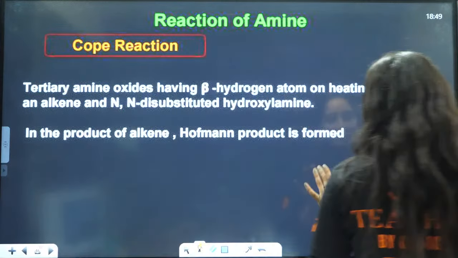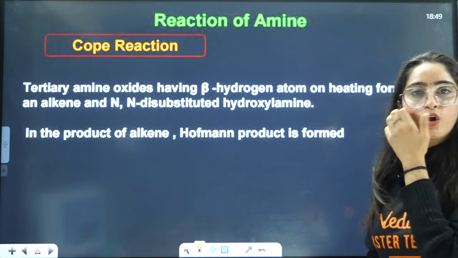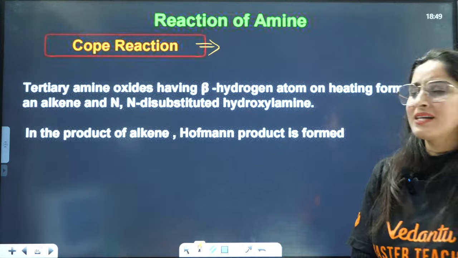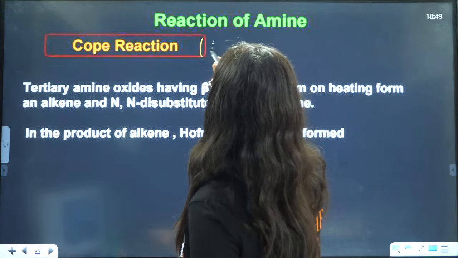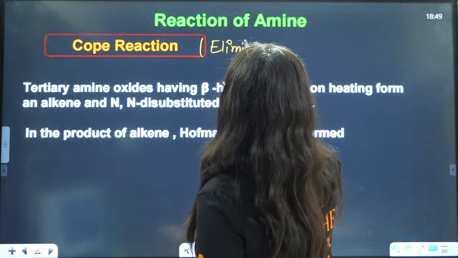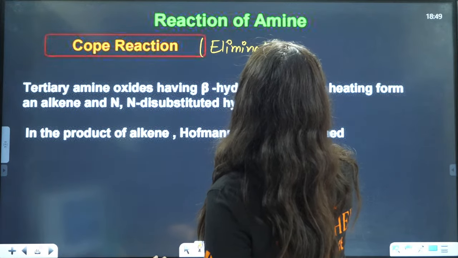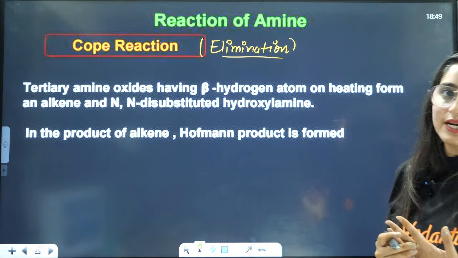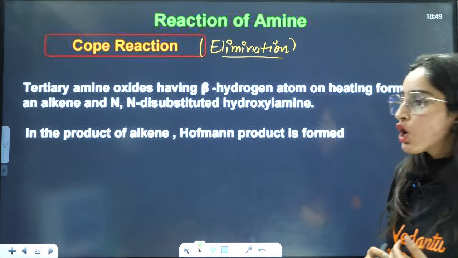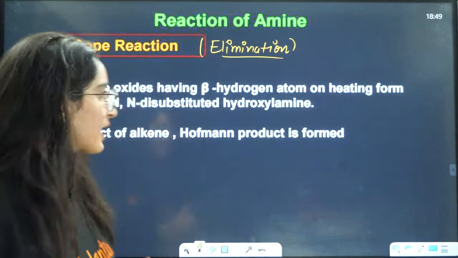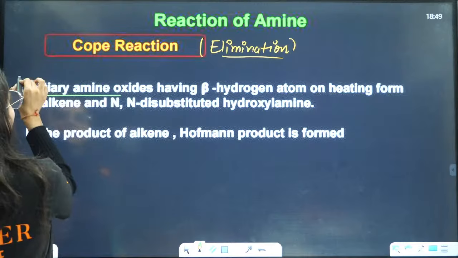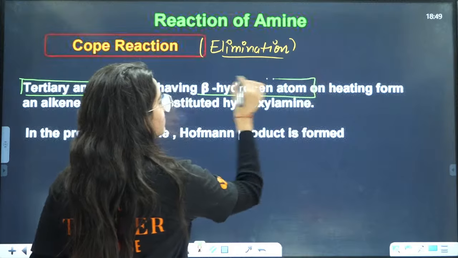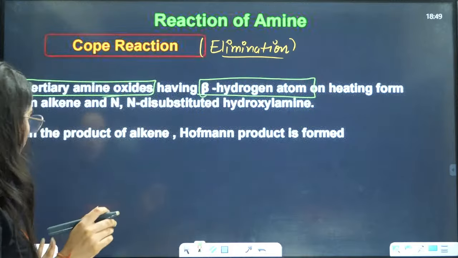Next is the Cope reaction. Very important. It is also a distinguishing test. Very, very important. Basically, it is Cope elimination. It is an elimination reaction. So in this elimination reaction, firstly, let us see what will happen. In the Cope reaction, what if you have tertiary amine oxides having a beta hydrogen atom? I'll show you the reaction first.